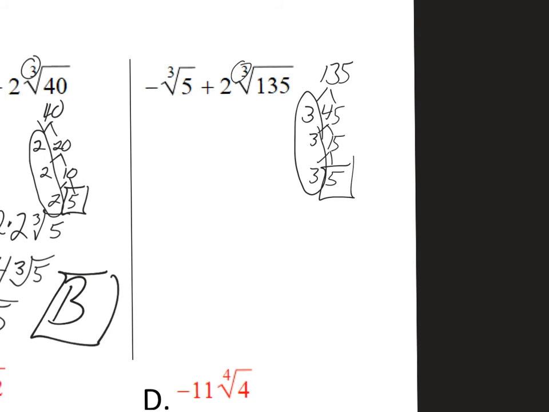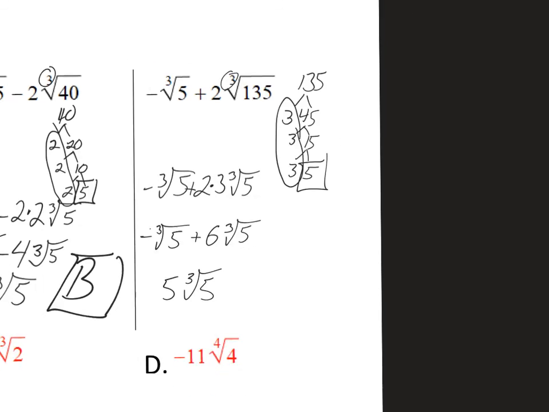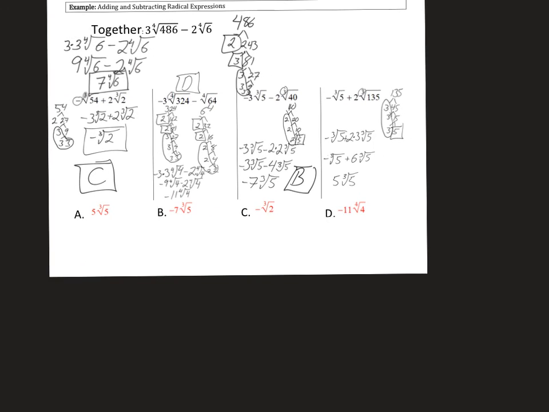So I'm going to have negative cubed root of 5 plus 2 times 3 cubed root of 5. So negative cubed root of 5 plus 2 times 3 is 6 cubed root of 5. So, I forgot the cube root there. Negative 1 plus 6 is 5 cubed root of 5, which is what answer? A.